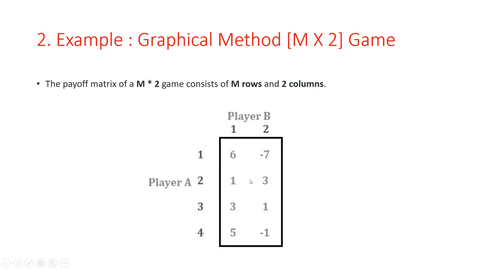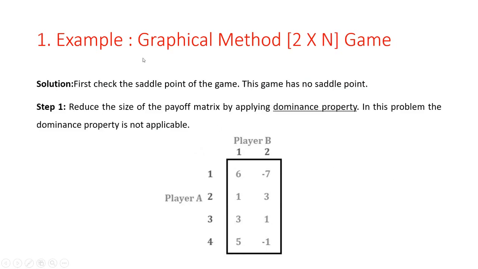we can find out the saddle point. Okay, so if the max value of the row and min value of the column, these two values are not equal, then in that problem there is no saddle point. Okay, so in this given problem we are not getting the saddle point. So first check the saddle point of the game. So in this problem there is no saddle point.